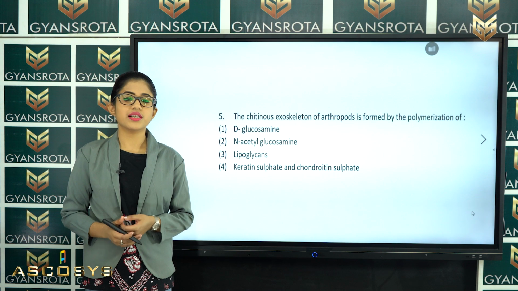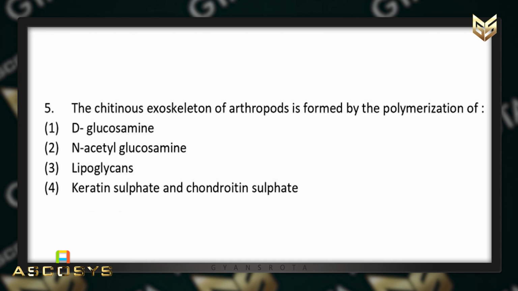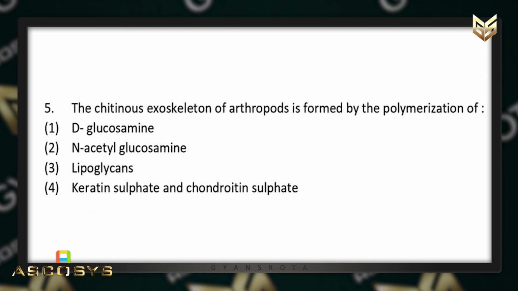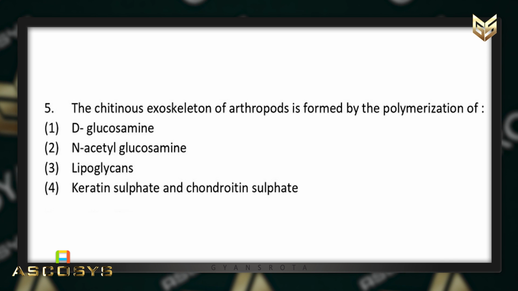Now the next question is question number 5. The chitinous exoskeleton of arthropods is formed by the polymerization of D-glucosamine or N-acetylglucosamine or lipoglycans or keratin sulphate and chondroitin sulphate.